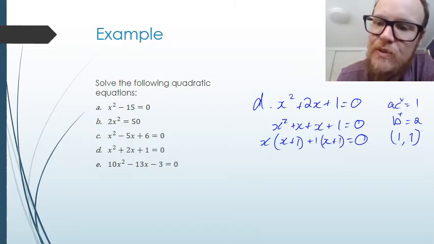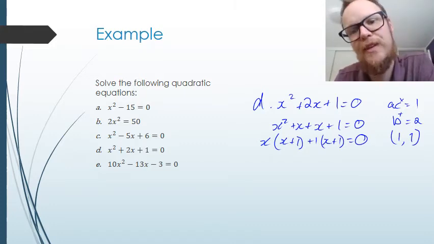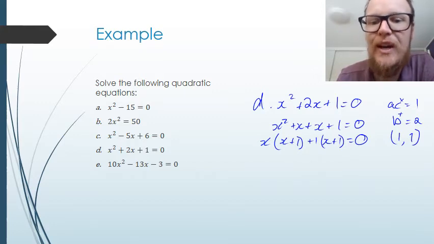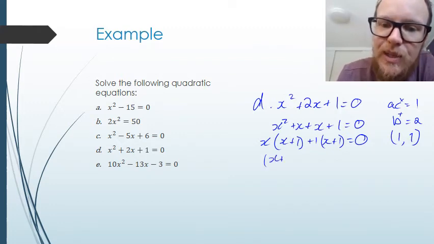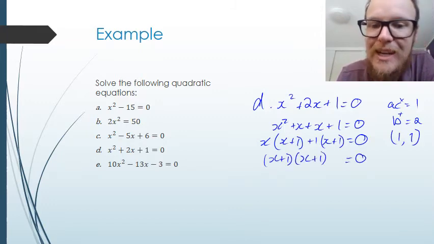I factorised the first two and then factorised the second two. Highest common factor for the first two was x. Highest common factor for the second two was 1. Crazy times. So here I've got x plus 1, x plus 1. There we go. Oh, look at that, it's x plus 1 squared.